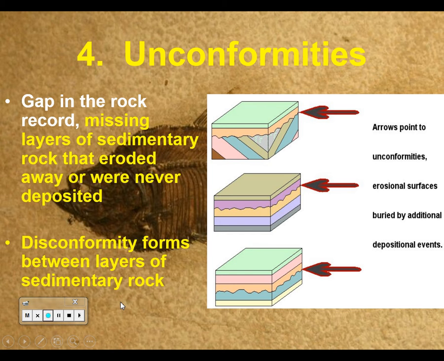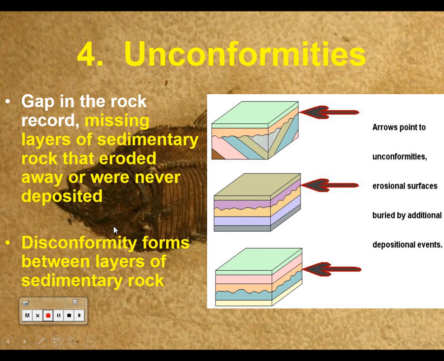Okay, number 4 is an unconformity. Definitely number 4 is the one you really need to focus on. An unconformity is just a gap in the rock layer. It's a missing layer of rock. So it says missing layers of sedimentary rock that eroded away or were never deposited. Okay, so if you look here, do you see the wavy line in this top picture? That wavy line is showing an unconformity. That means something happened. Rock either eroded away or for some reason new rock wasn't deposited. Maybe that could be in the instance of it was covered with water.